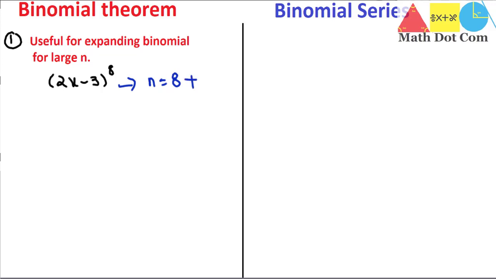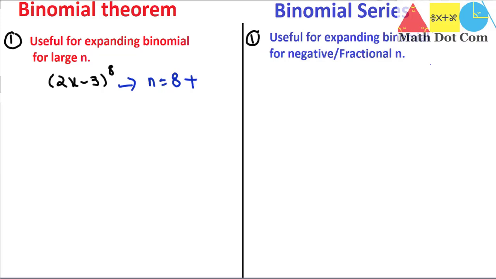Now let's see when the binomial series is useful. So binomial series is useful for expanding the binomial for negative or fractional n. It means when you have a binomial expression with a power that is negative or in fraction form, then you have to apply the binomial series. So if I have an expression like (1 + 2x)^(-8), here the power n of this binomial expression is n = -8. If this power is negative or in fraction form, like 1/8 or 1/2 or 1/3 and so on, then you have to apply the binomial series. So let's see how their general forms differ from each other in the next difference.